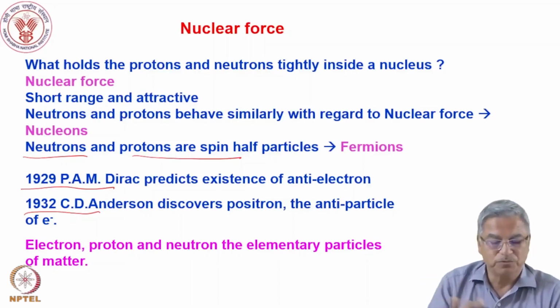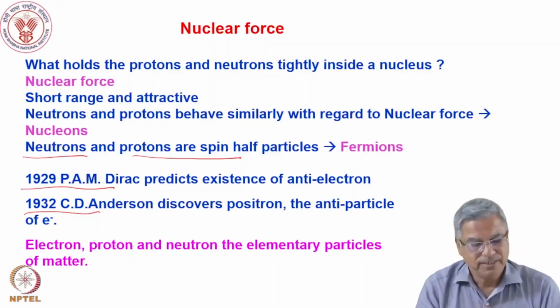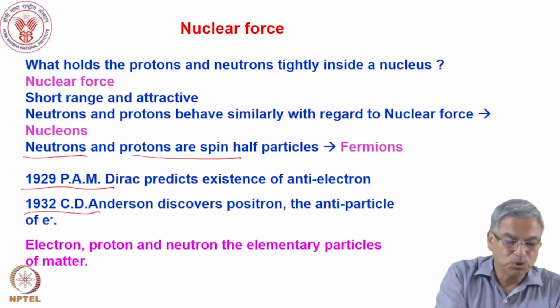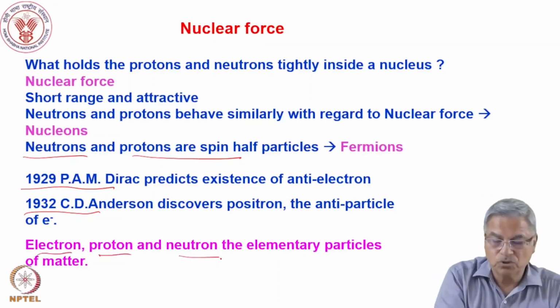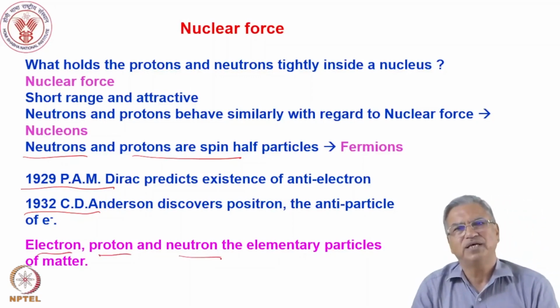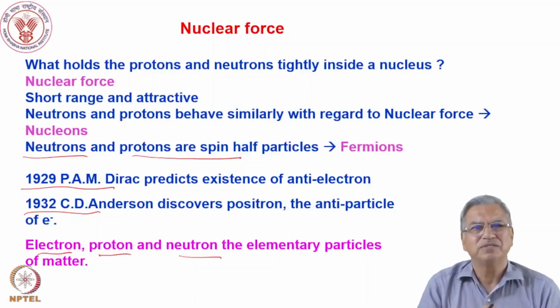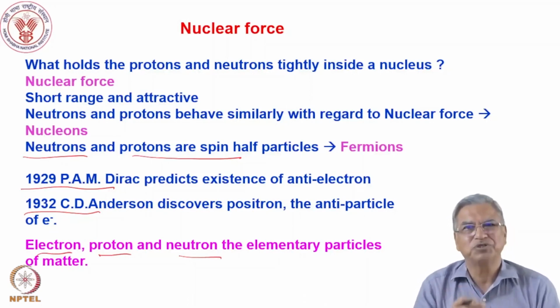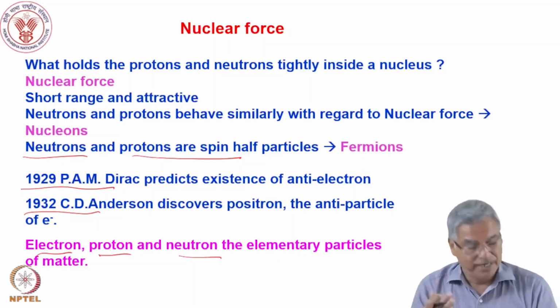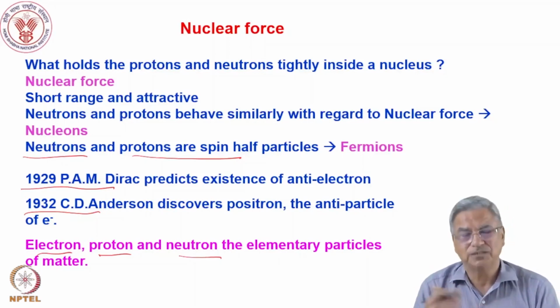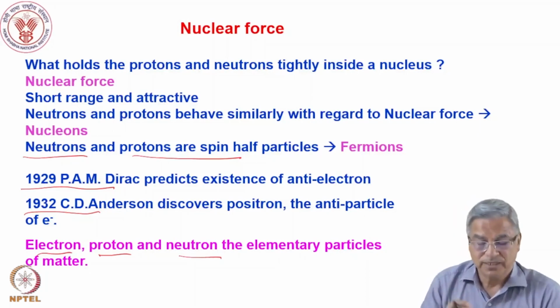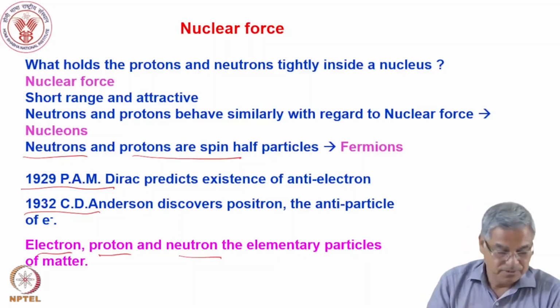in explaining many observations. So till now, what we have understood is that any matter is composed of electron, proton and neutron, and therefore we say that these three particles are the elementary particles of matter. These are the fundamental constituent building blocks of all matter. Later on, at the end of this lecture, as time permits, I will also show that there is much more than this.